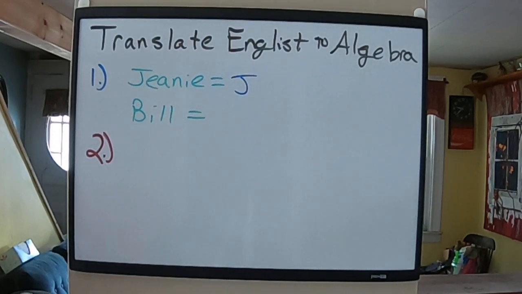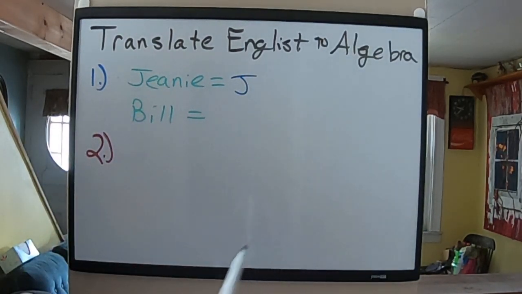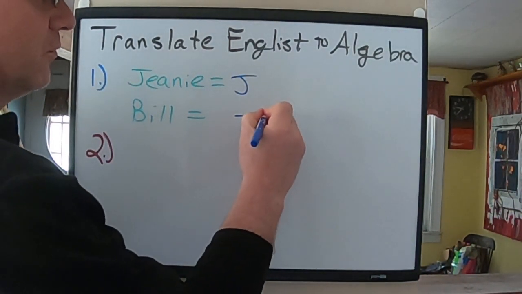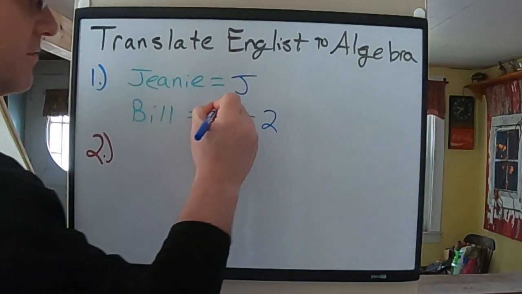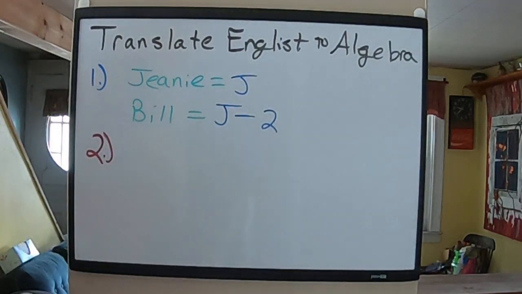So Bill worked 2 hours less than. When you see less than and no is, that means subtraction. And it means it's going to go second in the subtraction. So we're subtracting 2. From what? From the number of hours that Jeannie worked. So if Jeannie is J, Bill is going to be J minus 2.